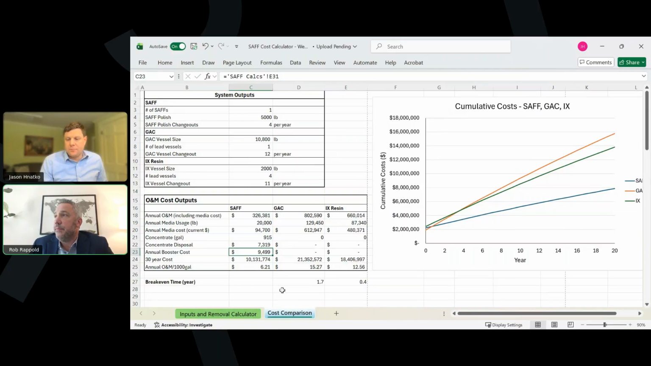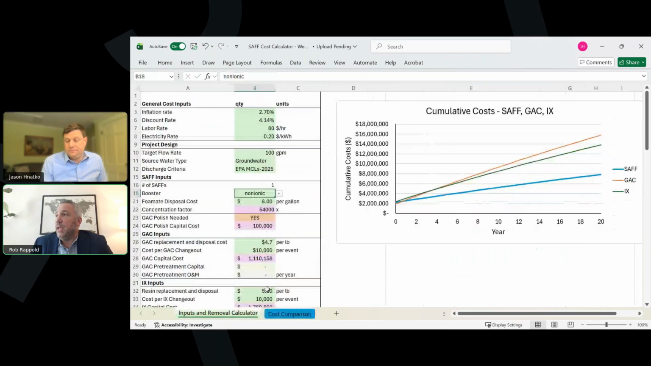Yeah, and that's a good point, Rob. We do have the booster cost called out here in the O&M costs. So that non-ionic booster comes out to under $10,000 per year for a typical dose. Good deal. So that's our concentrated groundwater scenario.